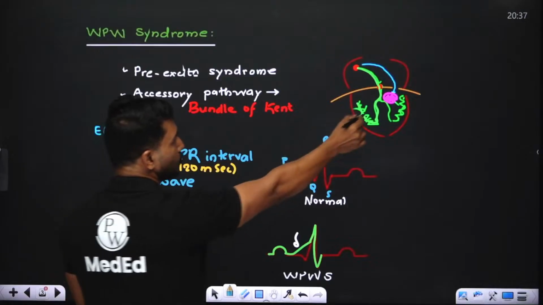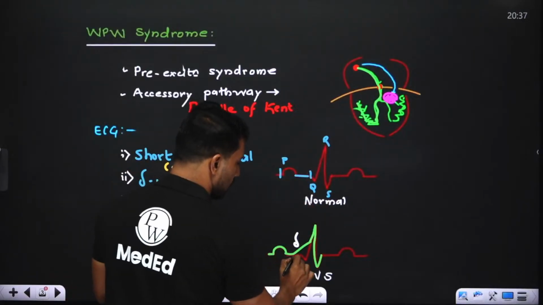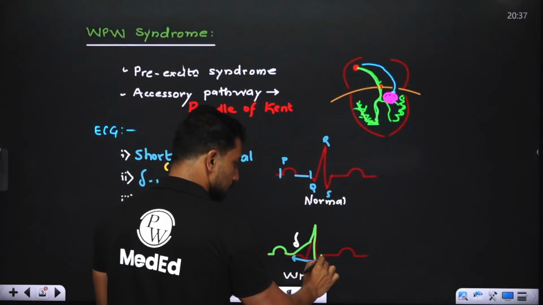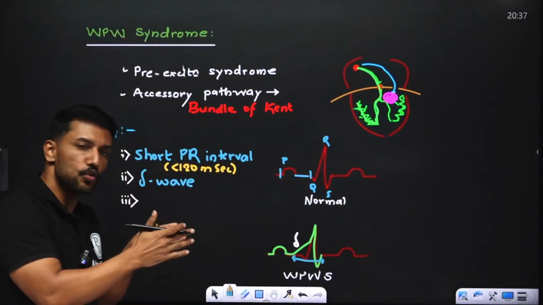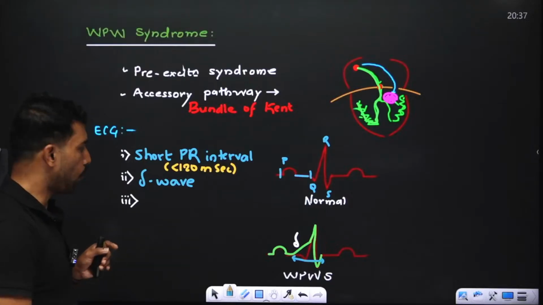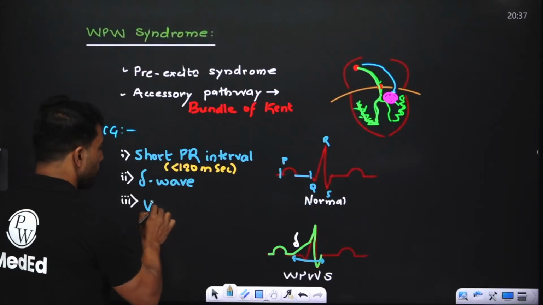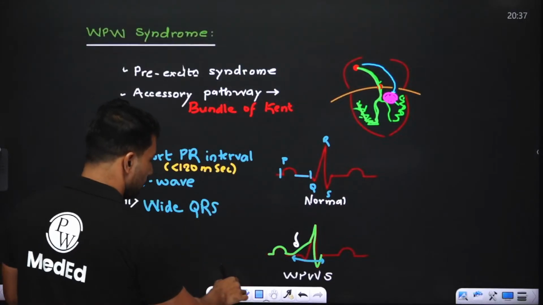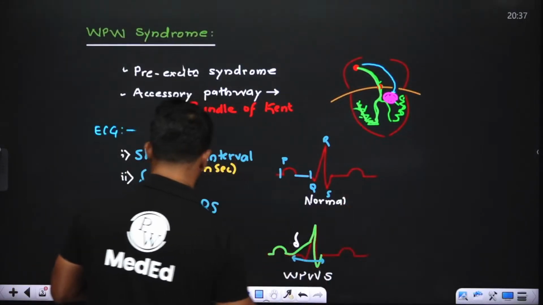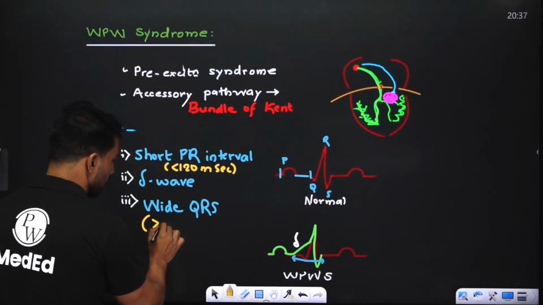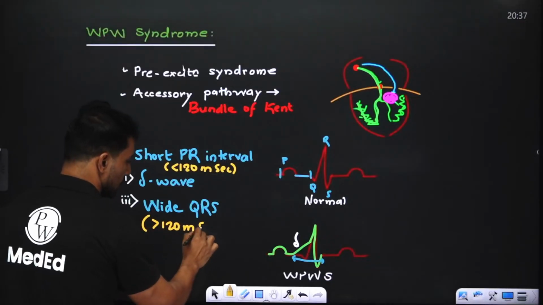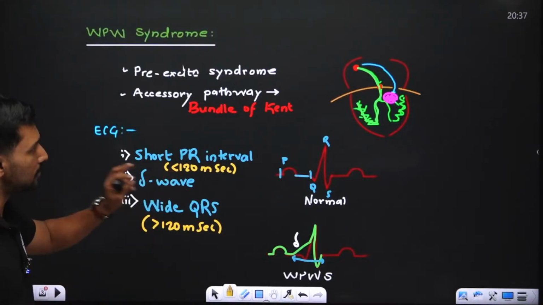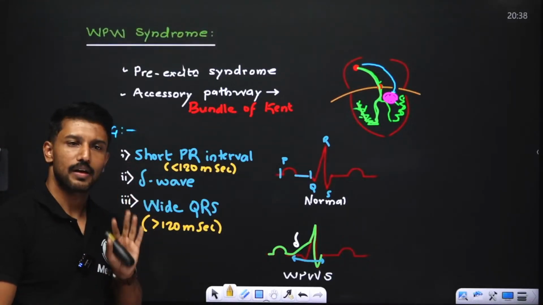Third, because of this early depolarization of the ventricle, now what happened? The QRS started early but ended at the regular time. So what happened to the QRS? It became widened. So we will have a wide QRS. When do I call it a wide QRS? When the QRS duration is more than 120 milliseconds. If I get these three features, I am dealing with a case of WPW syndrome.